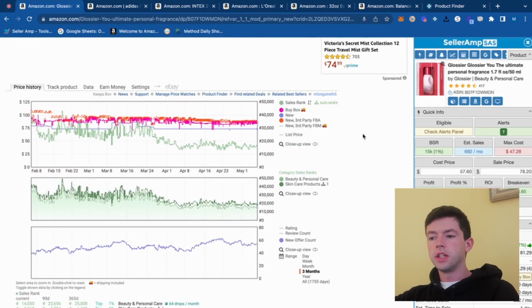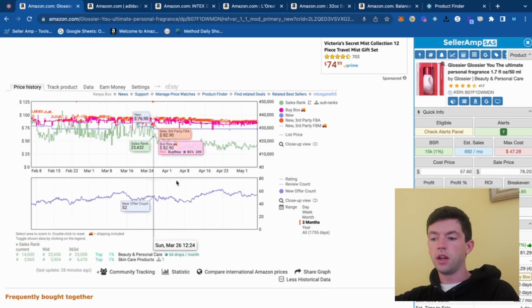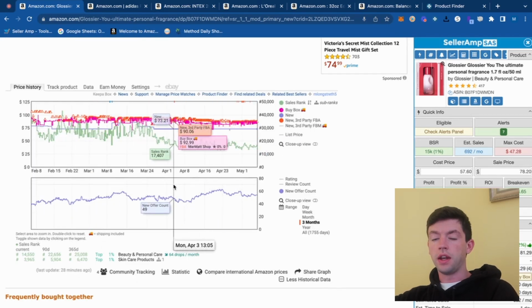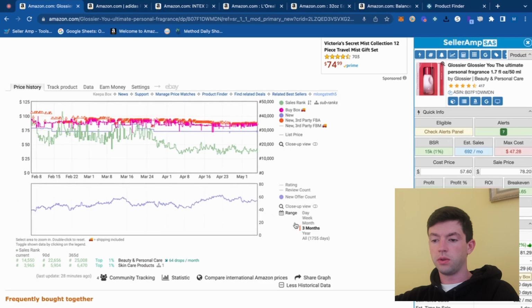When you initially take a look at it, it's going to have 3 different charts that you're going to be able to read. However, I would recommend clicking sub ranks and taking away the middle one right here. And if you ever accidentally click away the bottom one, which was less historical data, you always want to have more historical data up right here.